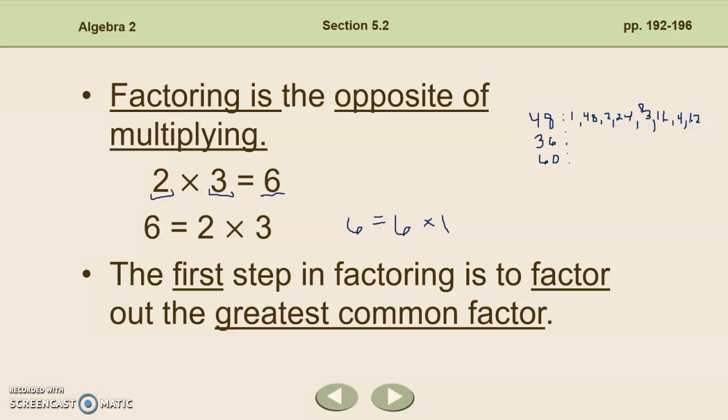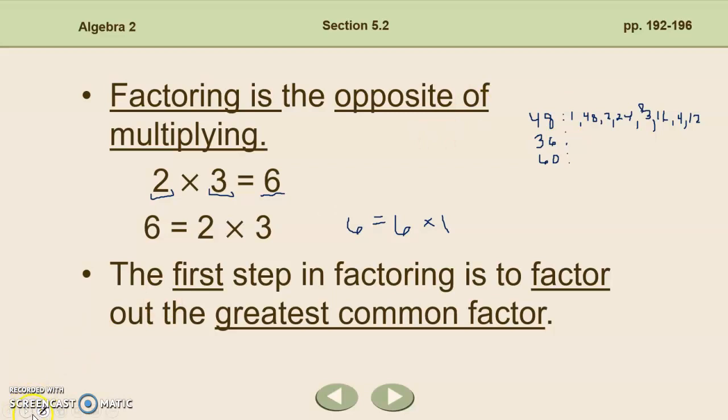Moving on, for 36, you now had 1 and 36, you had 2 and 18, you had 3 and 12, and so forth and so on. And then you do the same for 60, and you would look at all of the different factors and you would say, oh, this is the largest one that they have in common. This is their greatest common factor. So you should be familiar with that concept, again, doing that with just numbers.